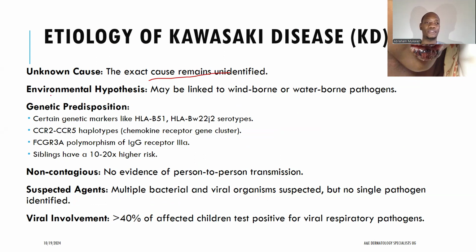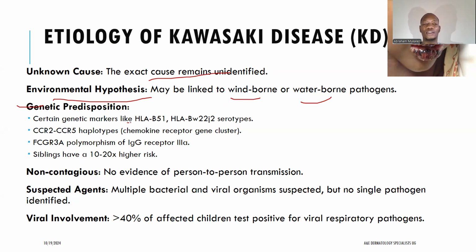However, we have different hypotheses that try to explain how this condition may come about. The first one we call the environmental hypothesis, which thinks that there may be a waterborne or airborne pathogen that triggers this condition. The second hypothesis is genetic predisposition, whereby individuals with particular genotypes and phenotypes appear to be at more risk of developing this disease.